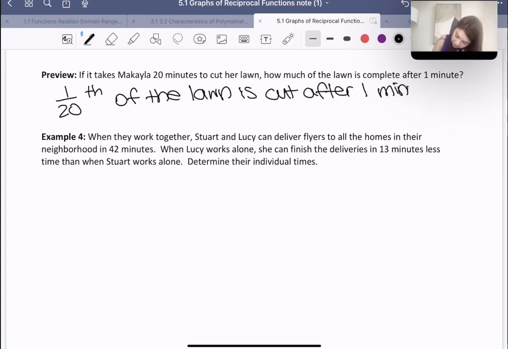And same with each minute, right? What if it was 10 minutes? Well, then 10 over 20, right? Half of the lawn would be completed. Okay. So let's move to example 4.